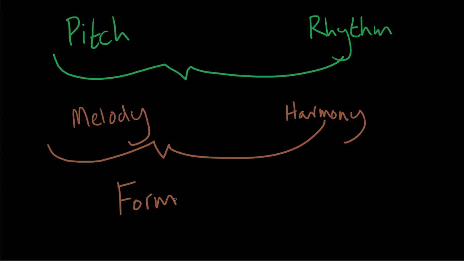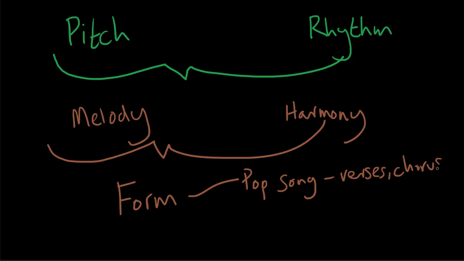There are some set forms of musical composition that I'm sure you know. For example, a pop song very often follows a standard form of verses and choruses. And you might also know about the 12-bar blues, which also has repeating 12-bar choruses.